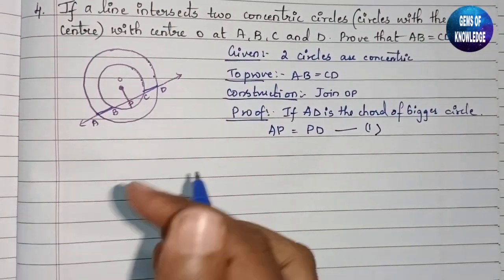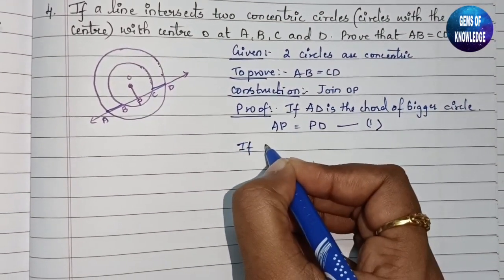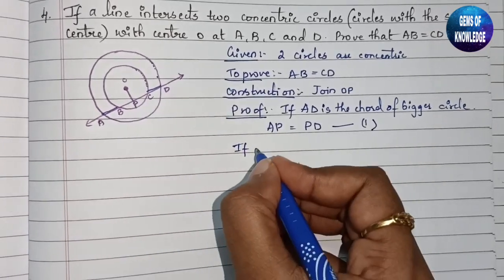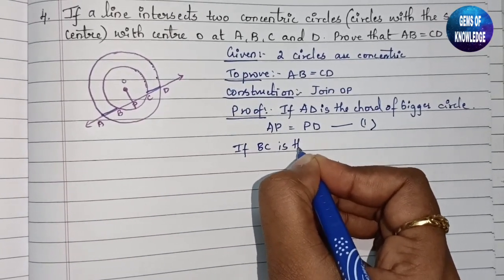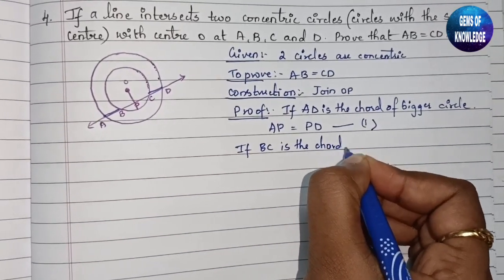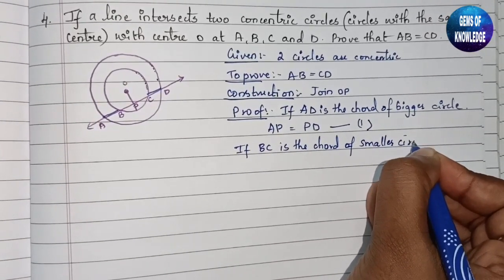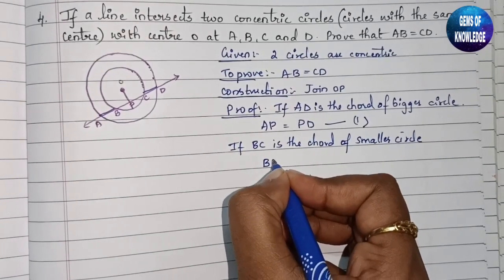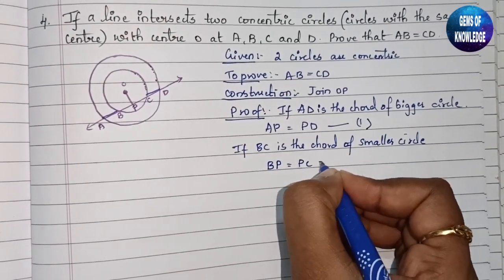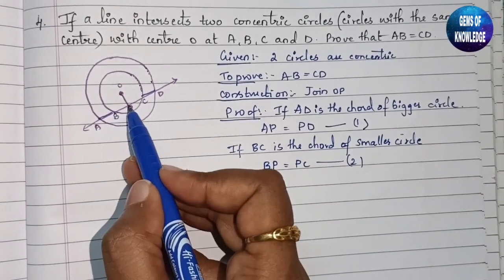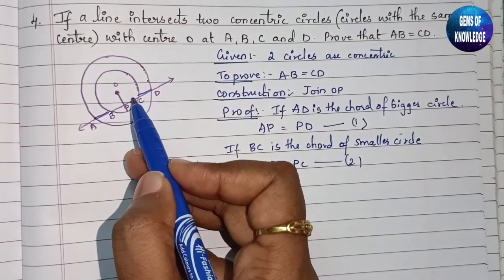Then if BC is the chord of the smaller circle, then we can say that BP is equal to PC. This is equation 2. This BP is equal to PC, we can write.